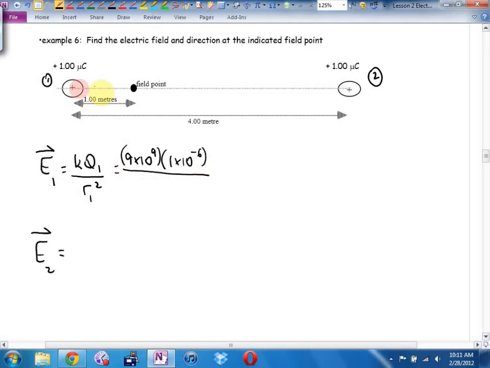Divided by, what's R1? Oh, that's convenient. 1 squared. How big is the electric field at this location that charge 1 is creating?